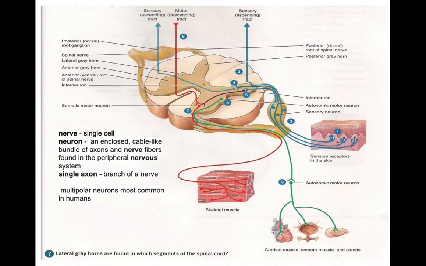So when we talk about a nerve, we're talking about a single cell. Or actually, the nerve is the enclosed cable-like bundle that's going to have nerve fibers in it. A single axon is just a branch of a nerve, and the neuron is a single cell. So you'll want to make a correction here in the notes on these. Your nerve is going to be the cable-like bundle of axons. So with nerve cells, we generally refer to them as nerve fibers.